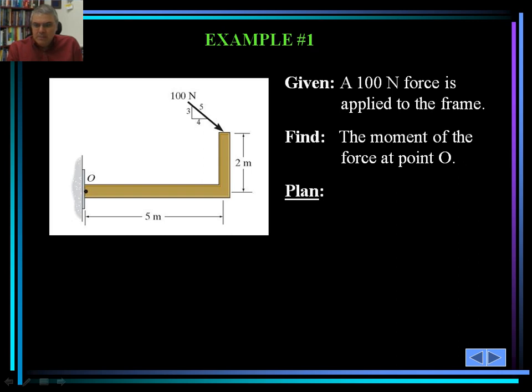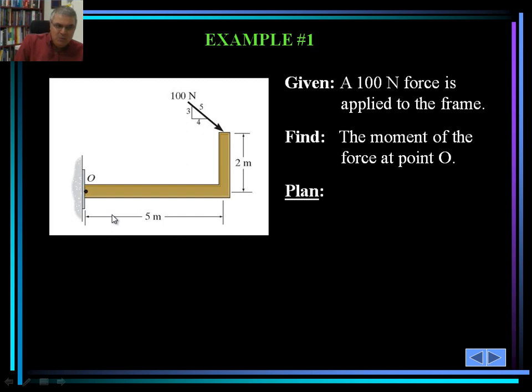I'm just trying to bring it to the right slide. There we go. So example number one, we are given a 100 Newton force applied to the frame that's given. One side of the frame at point O is fixed to a wall. The length of the legs of this L-shaped frame is given.